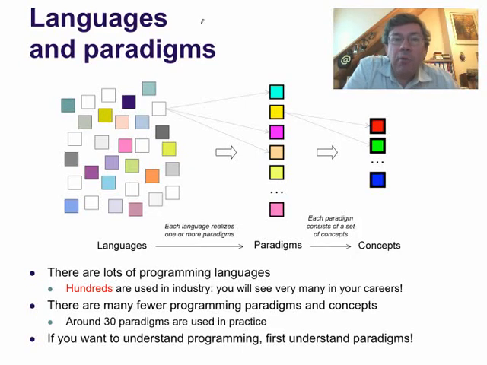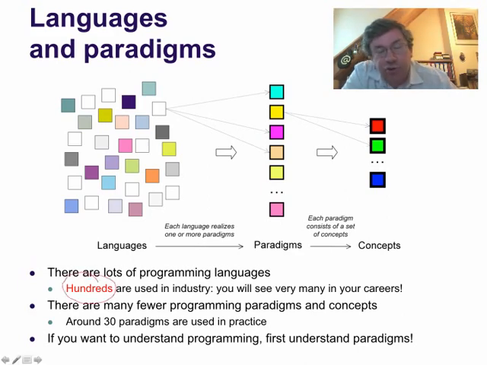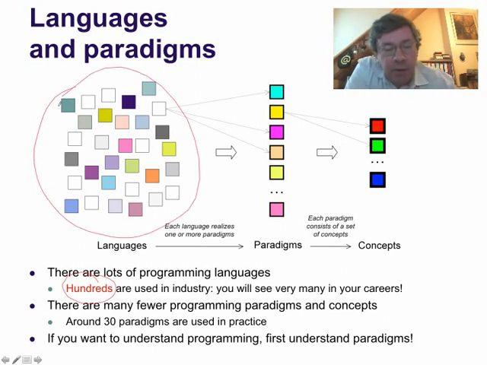Let's see how we can situate programming languages, paradigms, and the concepts that they're made of. How these three things connect. So in fact, there are lots and lots of programming languages. Hundreds are used, as I said. And in fact, in your careers, if you're students, you will see very many. If you're already software developers, you have seen already a number of them. So there's a huge number of programming languages.